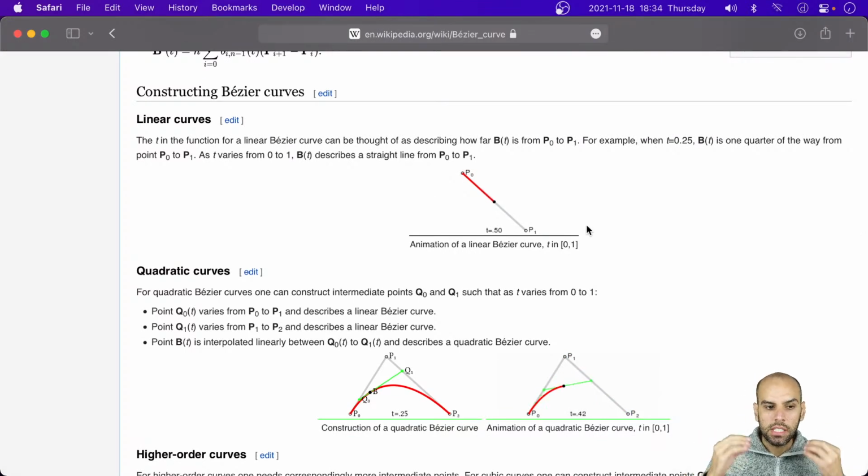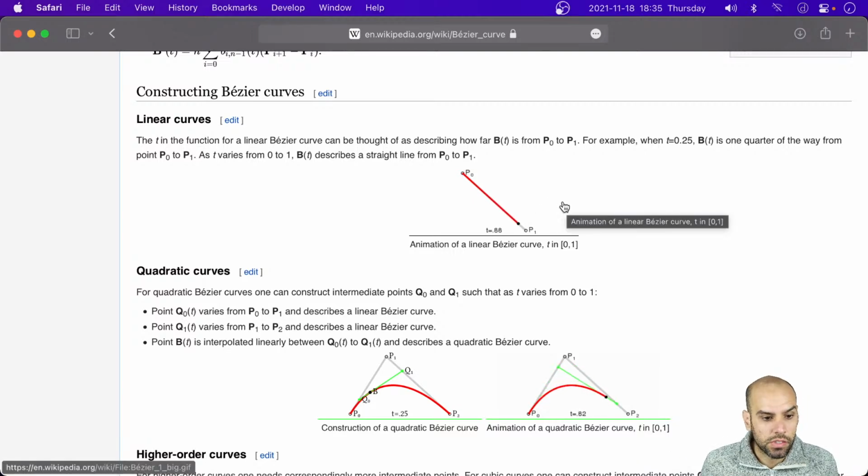So the first is a linear Bezier curve. A linear Bezier curve is not really curvy, it's straight. It's not terribly interesting, but it's the foundation for the rest of them. So we are going to start with the linear Bezier curves.